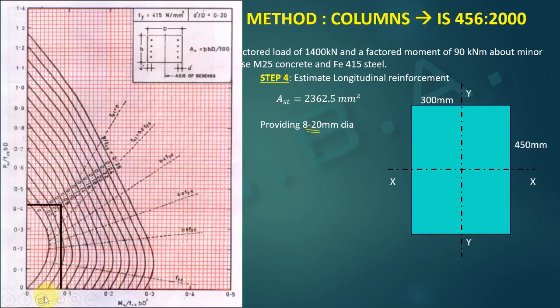Now this 8-20, in which direction will I be placing it? See, if this is the axis of bending, which is YY for us, the reinforcement has to be placed here along B. So I will have to place these 8 bars like this: 1 2 3 4 5 6 7 8. Okay, so like this I'll be placing them.